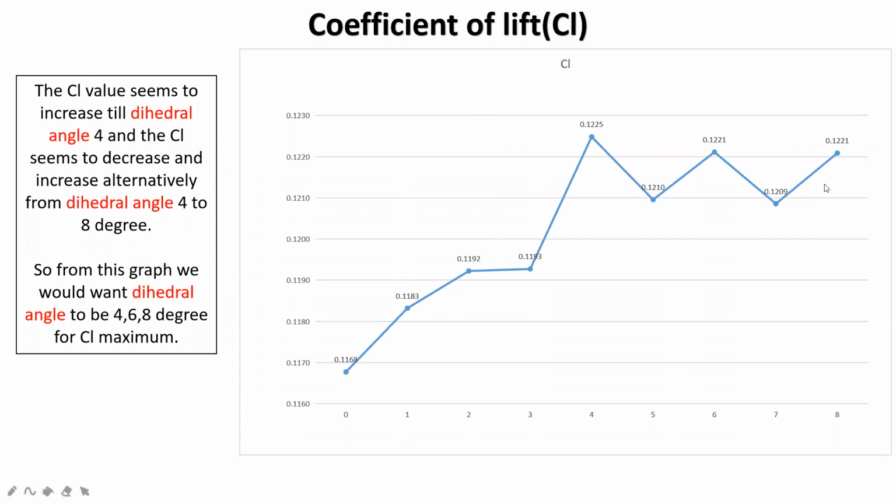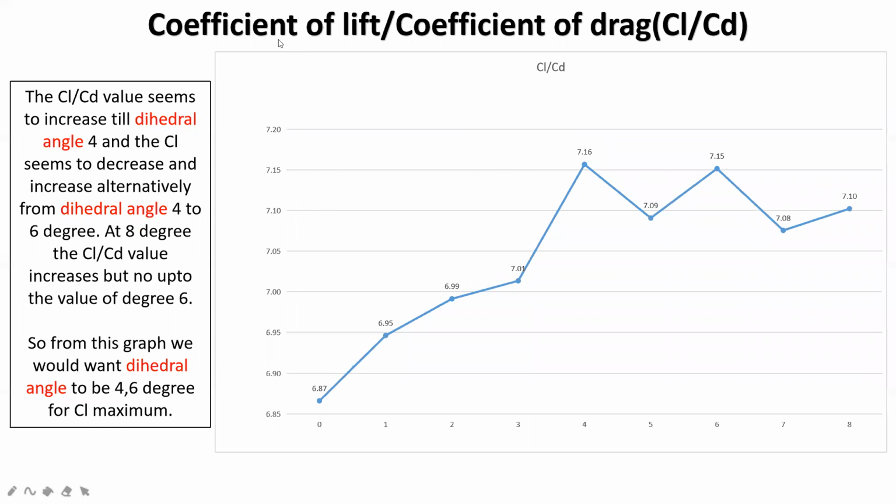If we look at the graphs, the CL plot increases linearly from 0 to 2 degree, and then there is not much change between 2 and 3 degree, and from 4 to 8 degree we see an increase-decrease pattern. So if I had to choose the maximized lift just by looking at the CL graph, I would choose between 4 degree, 6 degree, and 8 degree. Here is the coefficient of lift by drag value.